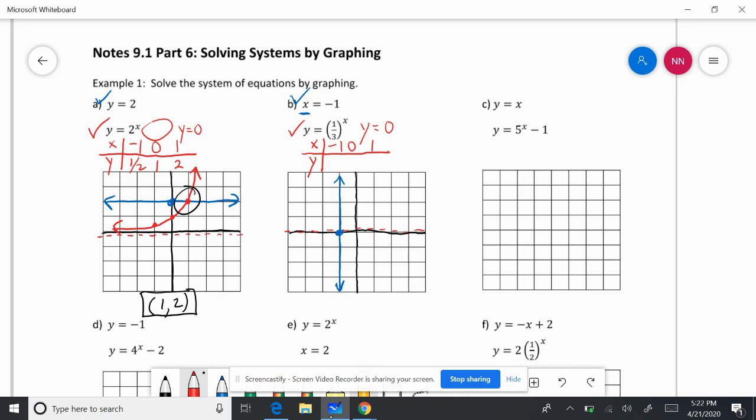If I plug in a negative, it flips it. So instead of 1/3, I have a 3. Anything to the 0 is a 1. And when I plug in a 1, it stays the same, which is 1/3. So -1 is 3. 0 is 1. 1 is a third. And I have my graph. Now, once again, my answer is where it crosses. So in this case, it would be -1 and 3.